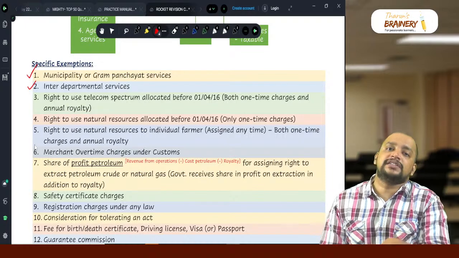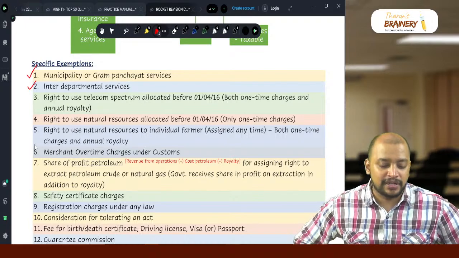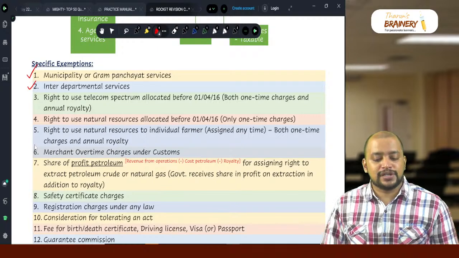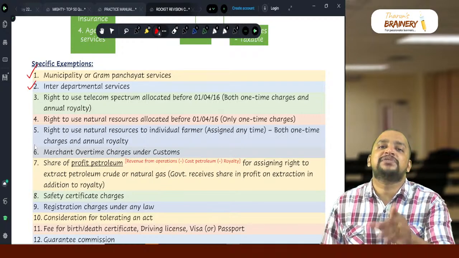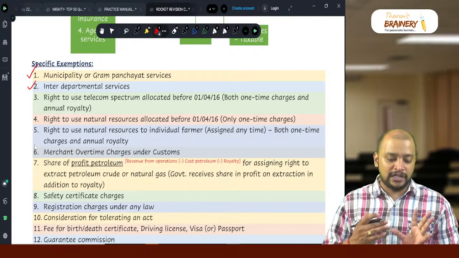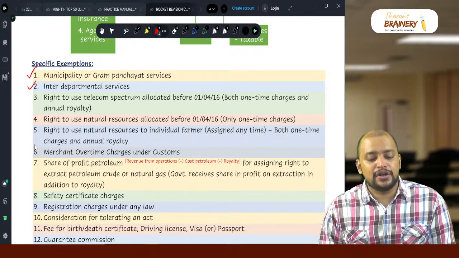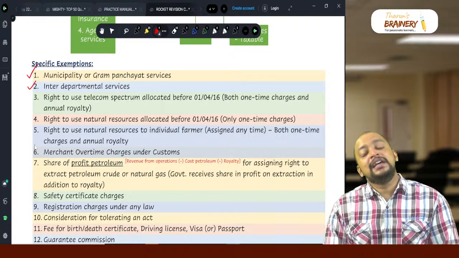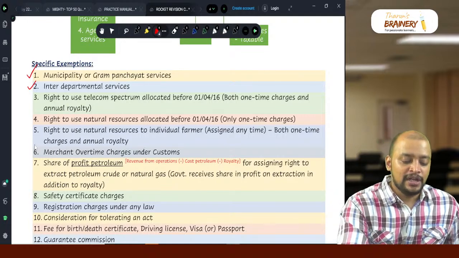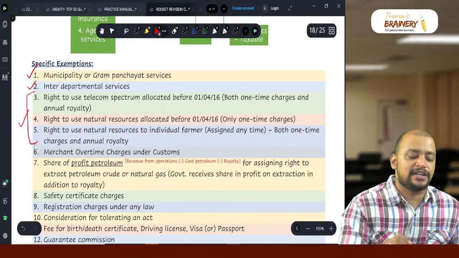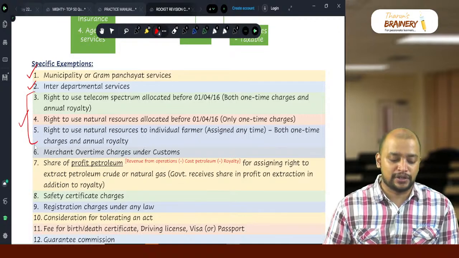It's annual royalty received now, so then also it is exempted. Then right to use natural resources allocated before 1/4/2016, but in this point only one-time charges is exempted, but not annual royalty. Then right to use natural resources to individual farmer. Anytime it may be assigned, both one-time charges and annual royalty is exempted. So these are the 3 points that is related to assignment of right to use natural resources.